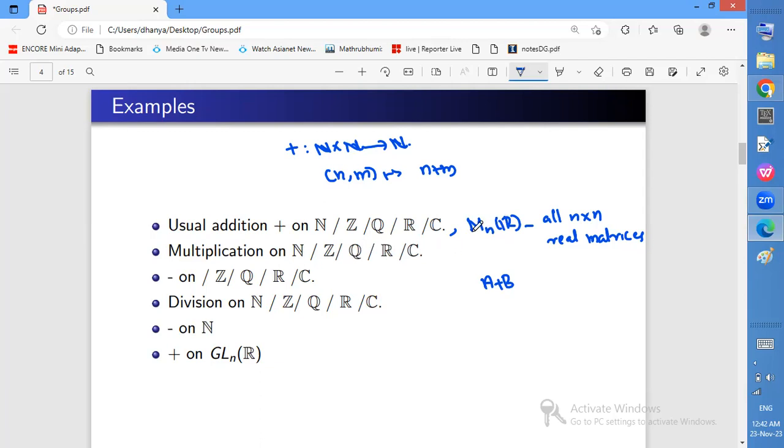Here also we can consider the set Mn(R). Given two n by n matrices over R, say A and B, I can define the product. This product will again be an n by n matrix with real entries. So Mn(R) is closed under the operation multiplication. So here also multiplication is a binary operation on this set.